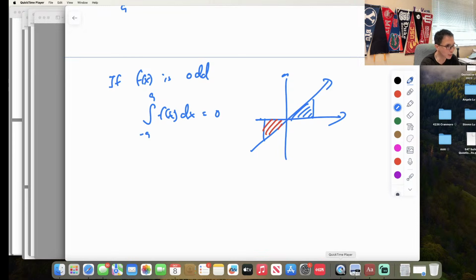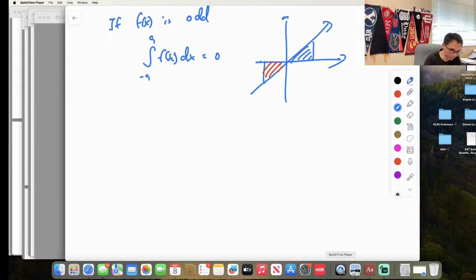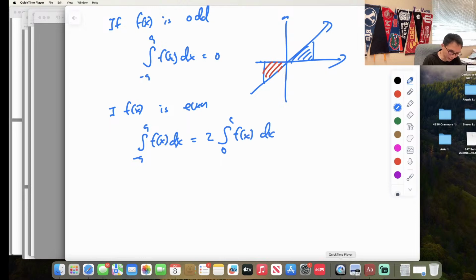Now, what if this function is even? If f of x is even, which is symmetric about the y-axis, then the integration from negative a to a of f of x dx is equal to 2 times the integration from 0 to a of f of x dx. Does that make sense? Just like a parabola, right? The integral from negative a to a is equivalent to the integral from 0 to a times 2, because they are symmetric about the y-axis. Got it?